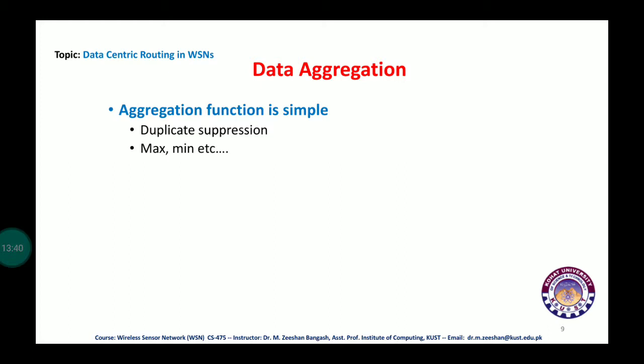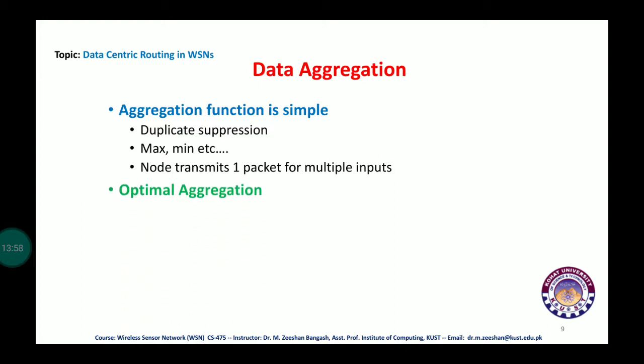For example, instead of storing the sequence of data, we can store the maximum value or the minimum value, or store it in a compressed, aggregated form. For example, a node transmits one packet for multiple inputs. So instead of storing that data at different locations, we can aggregate it.